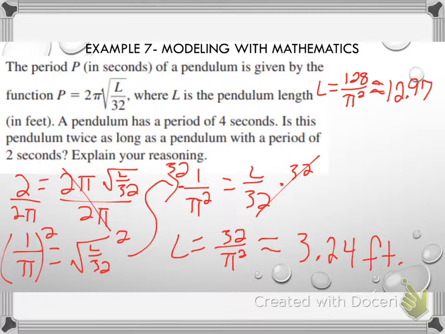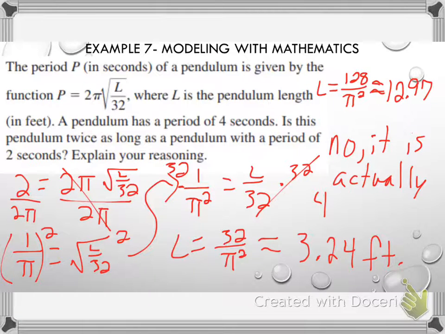Everyone okay with both of my answers? Did I answer the question yet, though? No, what's the question asking? It's asking if the pendulum that has a period of 4 seconds is twice as long as a pendulum with a period of 2 seconds. Is that the case? Very good. It's actually 4 times as long. If I multiply 32 over pi squared times 4, I get 128 over pi squared. So I'd say no. It is actually 4 times longer.